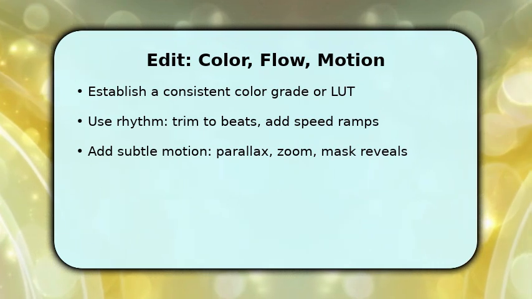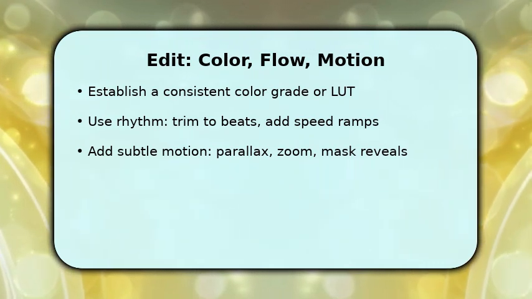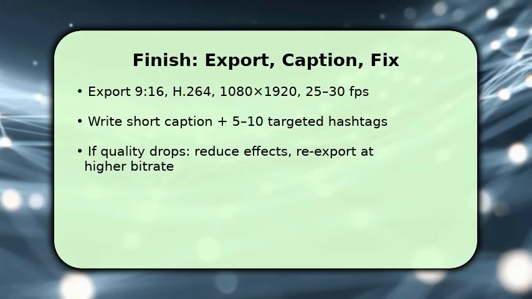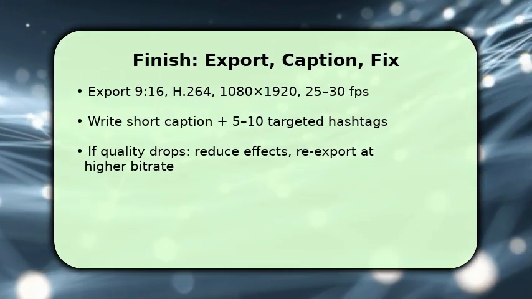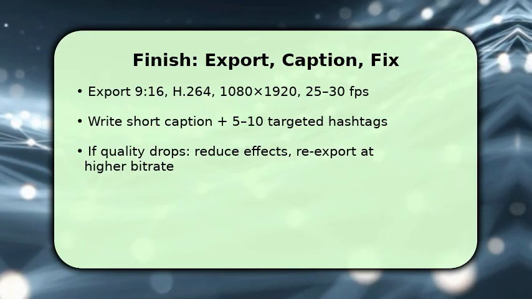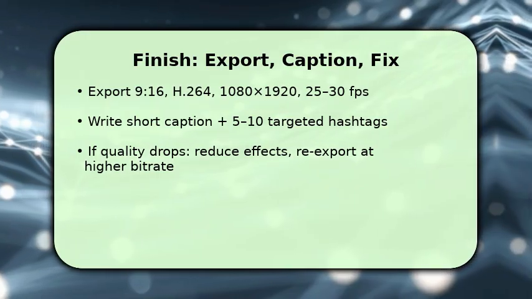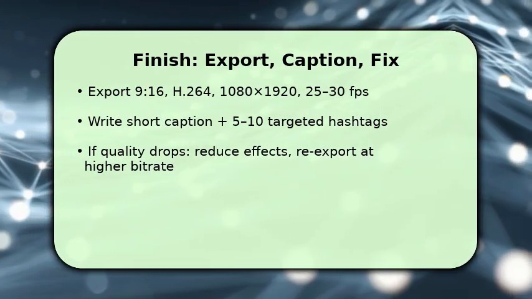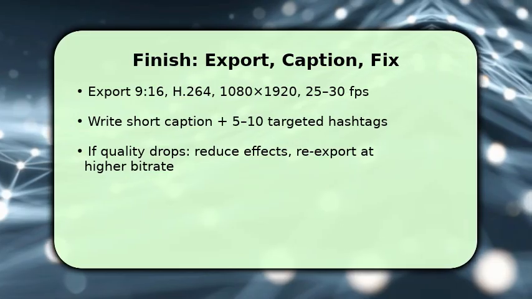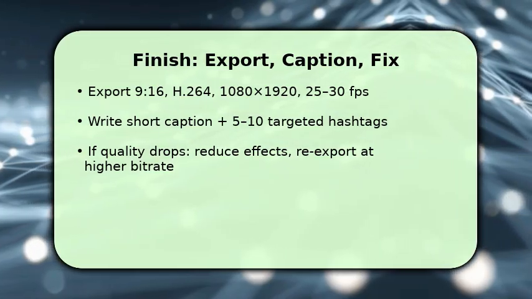You finish by exporting with platform-friendly settings. 9:16 aspect, H.264 codec, 1080 by 1920, and 25 to 30 frames per second for smooth playback. Once exported, craft a concise caption with a clear hook and add 5 to 10 relevant hashtags and a call to action. If upload reduces quality, troubleshoot.